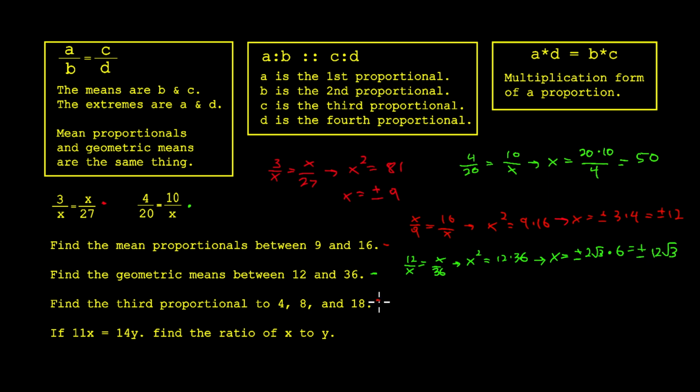Now going back to red down here, find the third proportional of 4, 8, and 18. So 4 over 8 equals x over 18. Therefore, x equals 4 over 8 times 18, which is 1/2 of 18, which is 9. Then from there, 11x equals 14y. Find the ratio of x to y. So 11x equals 14y. Then bringing the y down and the 11 down, we have x over y equals 14 over 11. And that is how you do proportions.